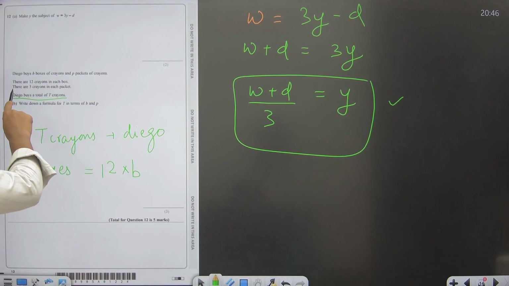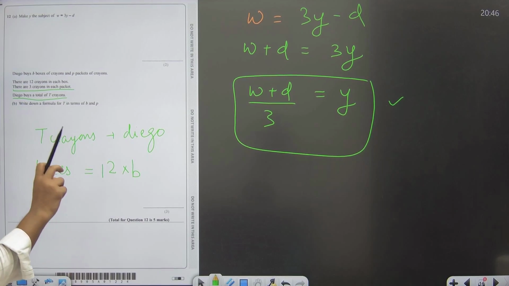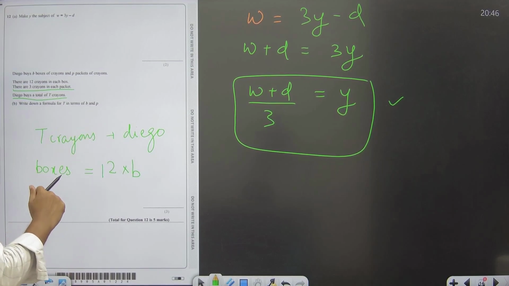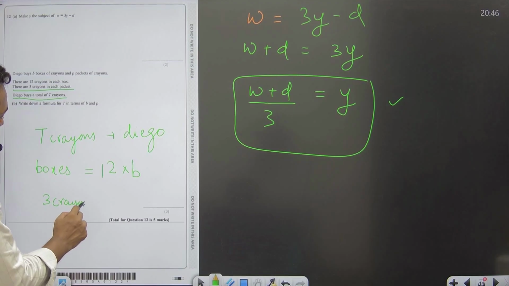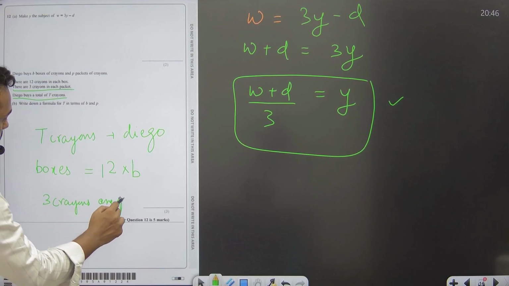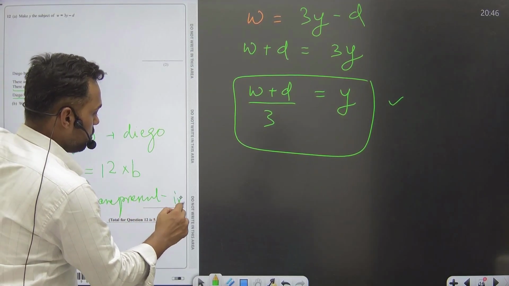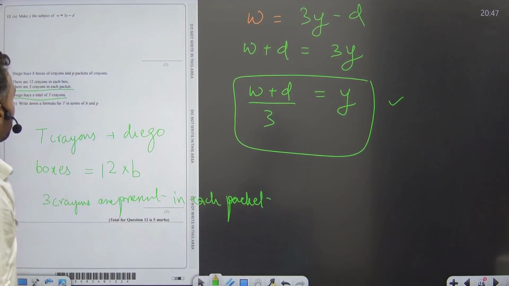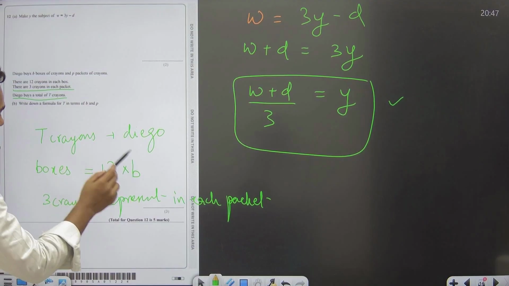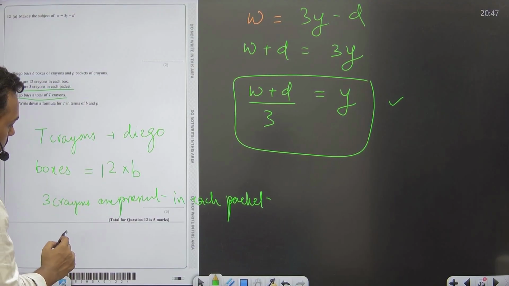if I see the second line, there are 3 crayons in each packet. So for one packet, 3 crayons are present in each packet. Okay. For P number of packets, how many crayons will be possible? So it will be 3 cross of P.